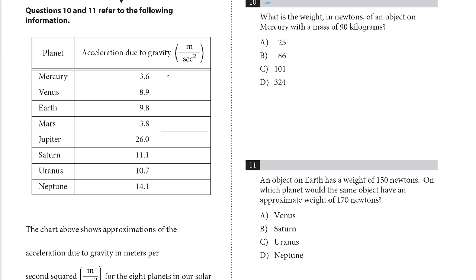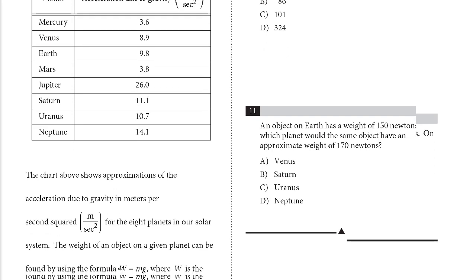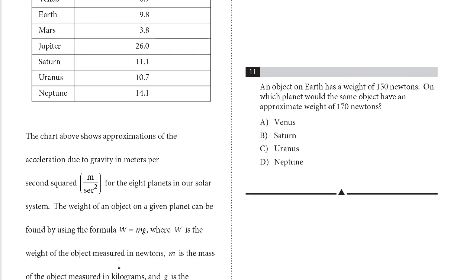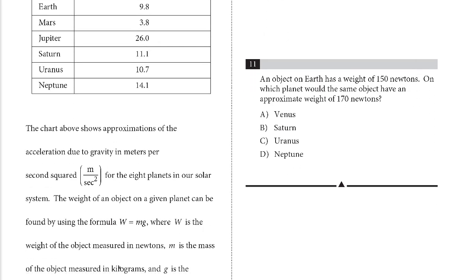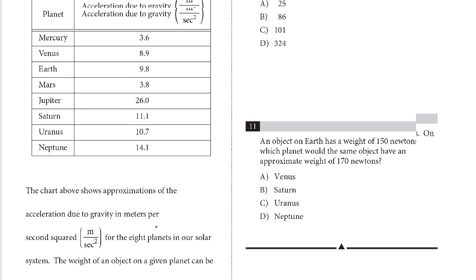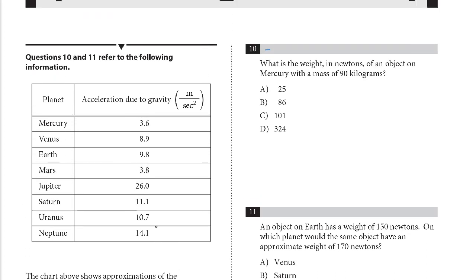Okay, the chart here, or the table, applies to two different questions. It gives the acceleration constant due to gravity for each of the planets, in meters per second squared, and they're telling you that your weight is your mass in kilograms times your acceleration due to gravity, that gravitational constant, small g. And let's see what questions they are then asking for.